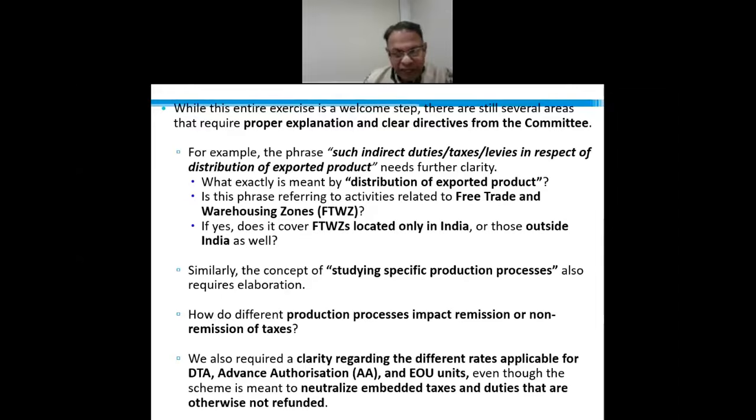We also require clarity regarding different rates applicable for DTA, advance authorization, UOU units. Because for them, embedded taxes remain the same, they don't change. Their exemption is primarily on account of IGST and basic custom duty. These two were never the part of RoDTEP scheme in terms of thinking. So this will also have to be looked into carefully well and understood as to how we are going to look at this.